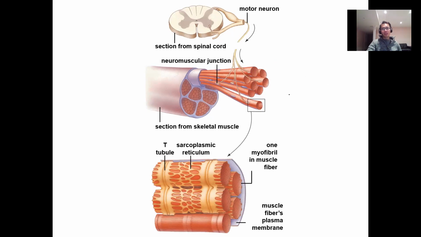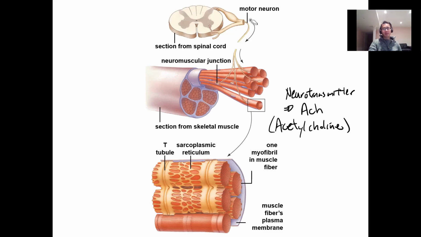So the neurotransmitter used is the acetylcholine, or ACH for short. Acetylcholine. It's a neurotransmitter for communication between motor neurons and muscle. And then all that signal will spread down the T tubules and to the sarcoplasmic reticulum, and then it will release calcium.